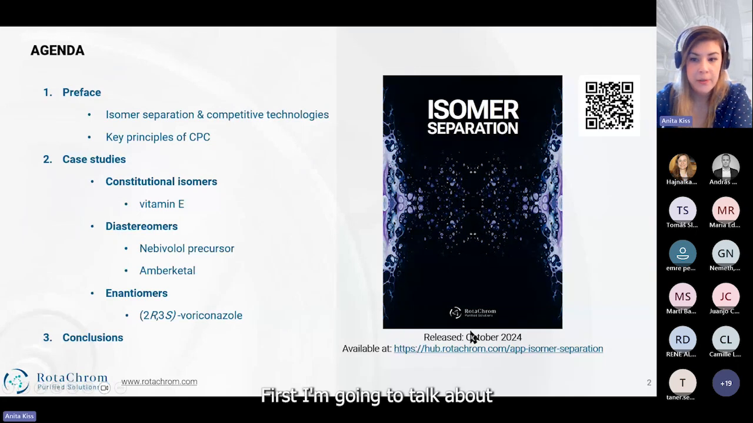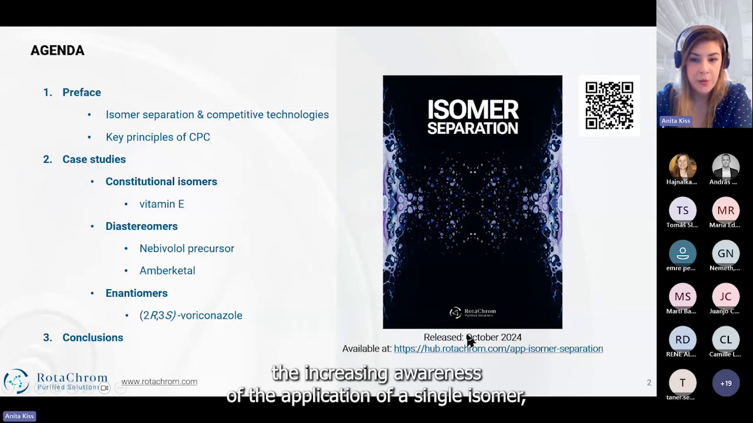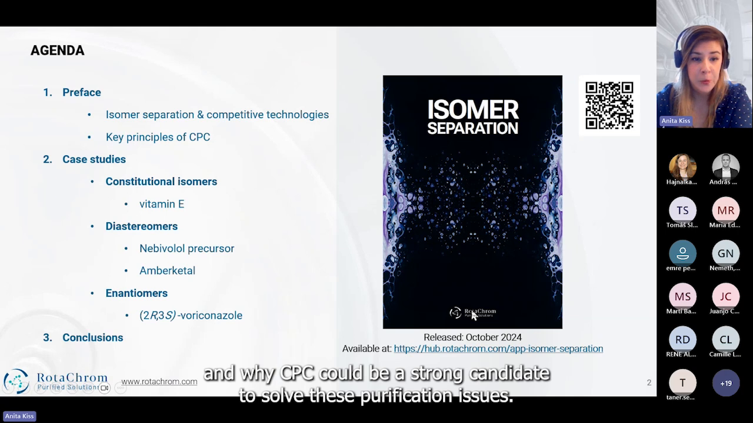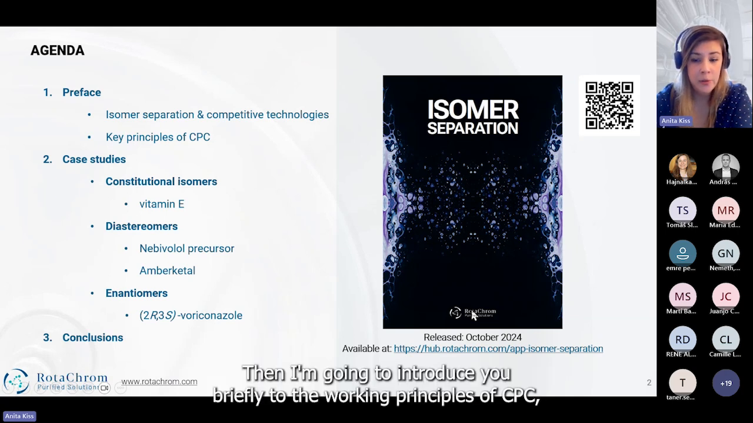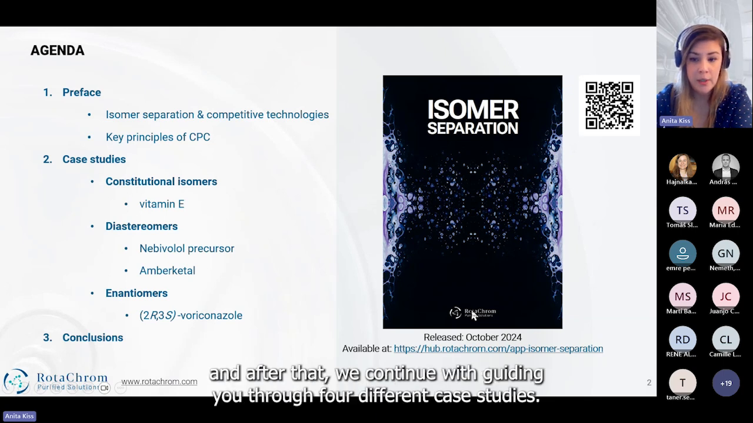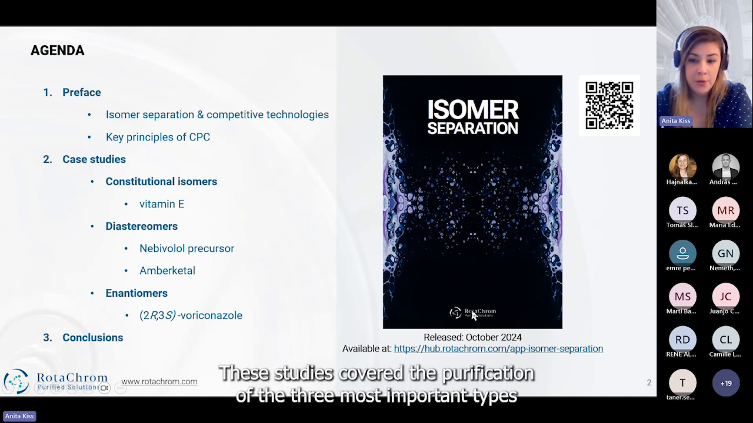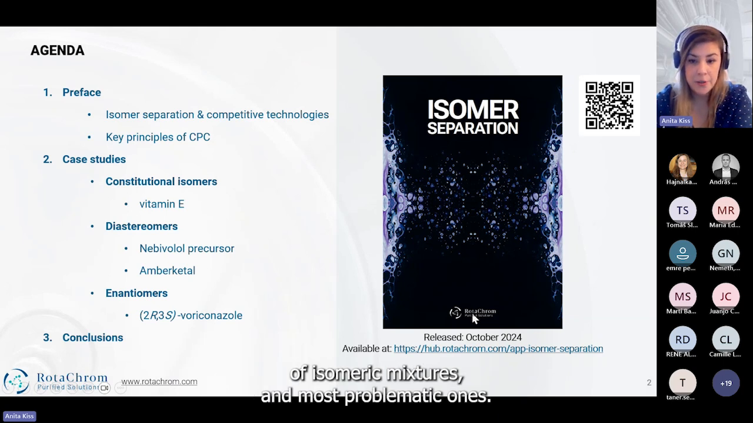First, I'm going to talk about the increasing awareness of the application of a single isomer, then about which techniques can be deployed on a problematic mixture, and why CPC could be a strong candidate to solve these purification issues. Then I'm going to introduce you briefly to the working principles of CPC, and after that we continue with guiding you through 4 different case studies. These studies cover the purification of the 3 most important, most problematic types of isomeric mixtures.